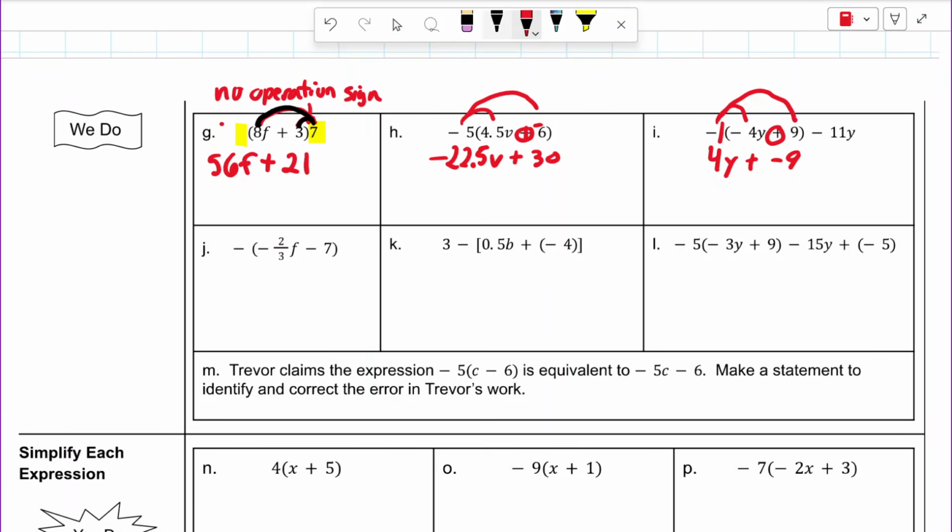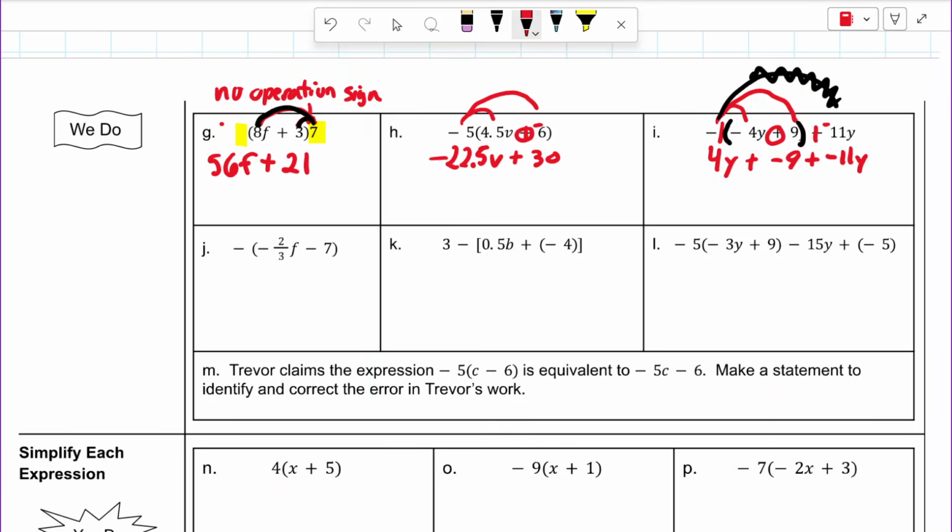And I do not go negative 1 times this because this minus 11y is not inside the grouping signs. So negative 1 is not multiplying it. So what can I do with this minus sign down here? I can do the additive inverse. All right, so I'm going to bring that down, plus negative 11y.